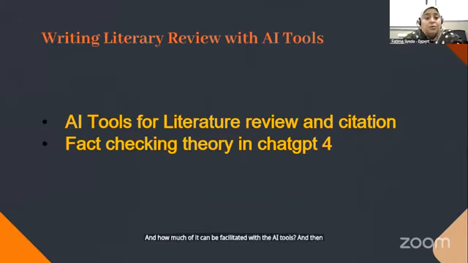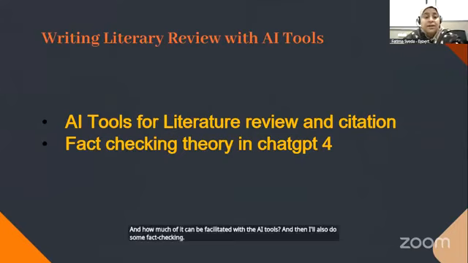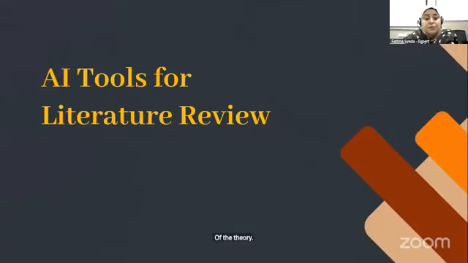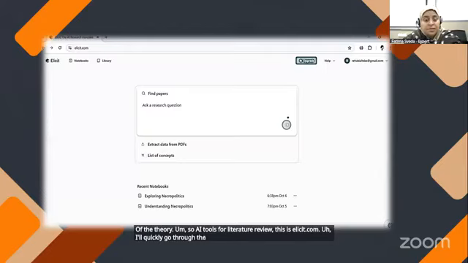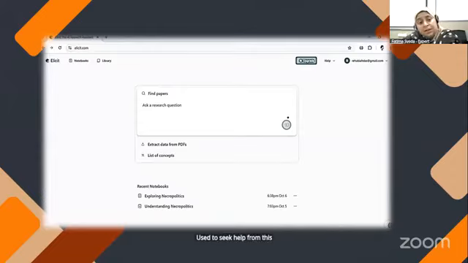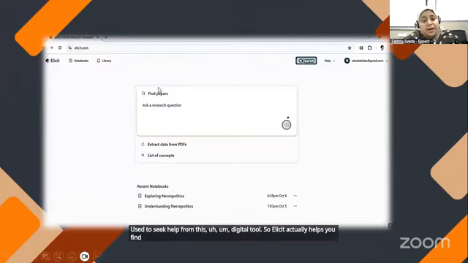And then I'll also do some fact checking of the theory. So, AI tools for literature review: this is elicit.com. I'll quickly go through the process that the students or the scholars within the literary field can use to seek help from this digital tool. Elicit actually helps you find papers to write a literature review.